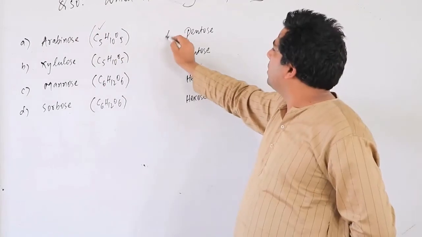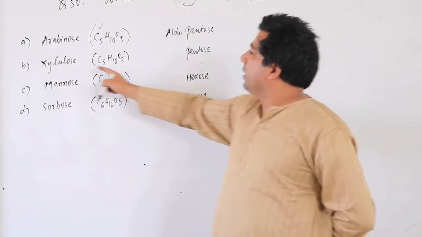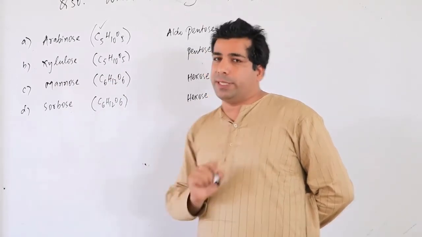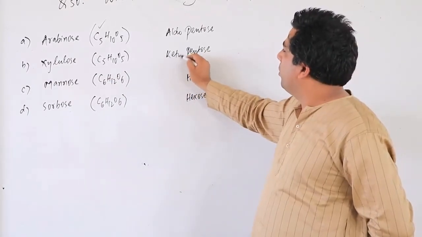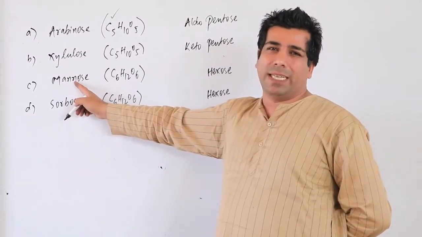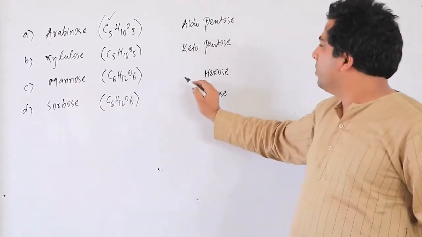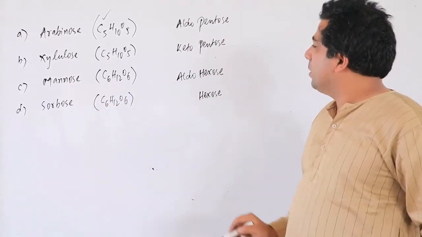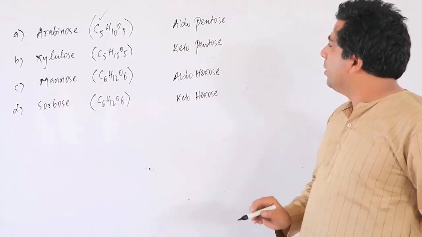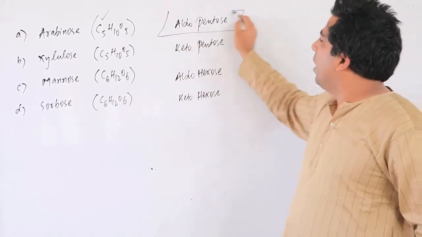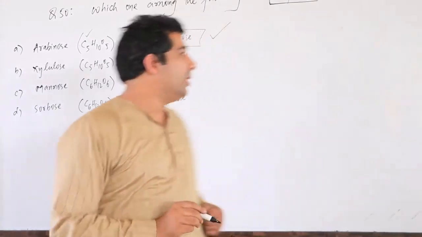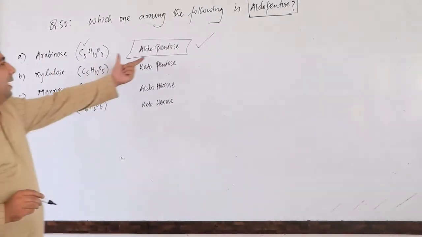So I will call it Aldo Pentose. In case of xylulose, the second carbon is ketonic carbon. That means ketone is there, so I can call it ketopentose. Mannose, we know it is similar to glucose and galactose, so the first carbon will be aldehyde only. So it is aldohexose. Then sorbose is basically ketohexose. It has a ketone. So my dear friends, our first choice, arabinose, is basically the Aldo Pentose. Please remember this particular thing. So the answer is arabinose is an Aldo Pentose.